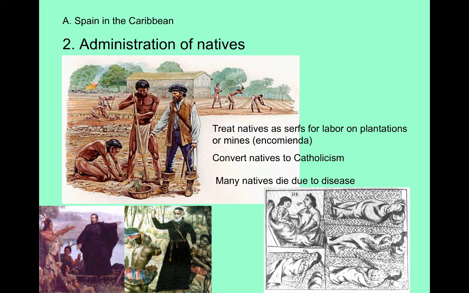The Native Americans have no resistance to smallpox and measles. They've never been exposed to them before. So when we have this first contact, the Europeans bring with them smallpox and measles and a host of other diseases that are going to wipe out a large portion of the Native American population.